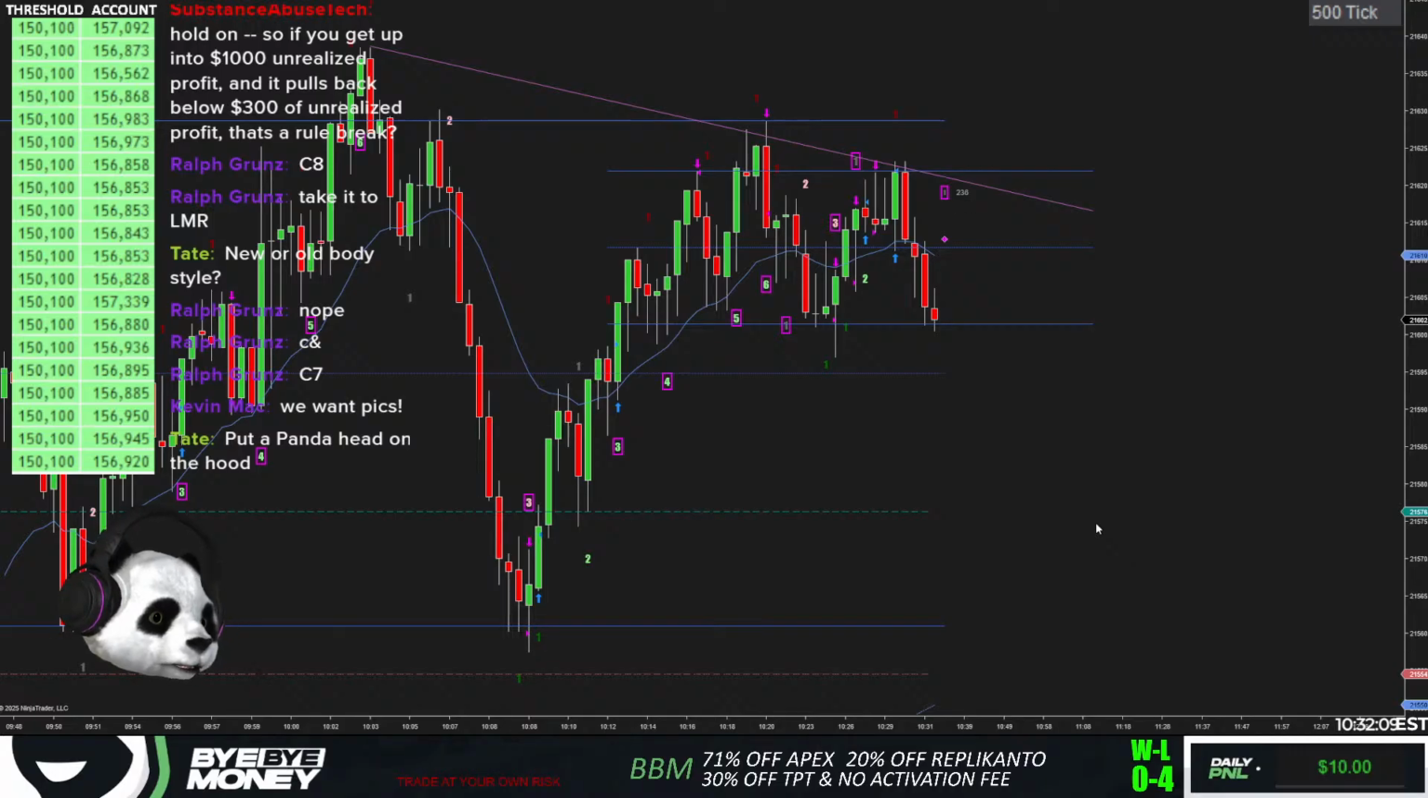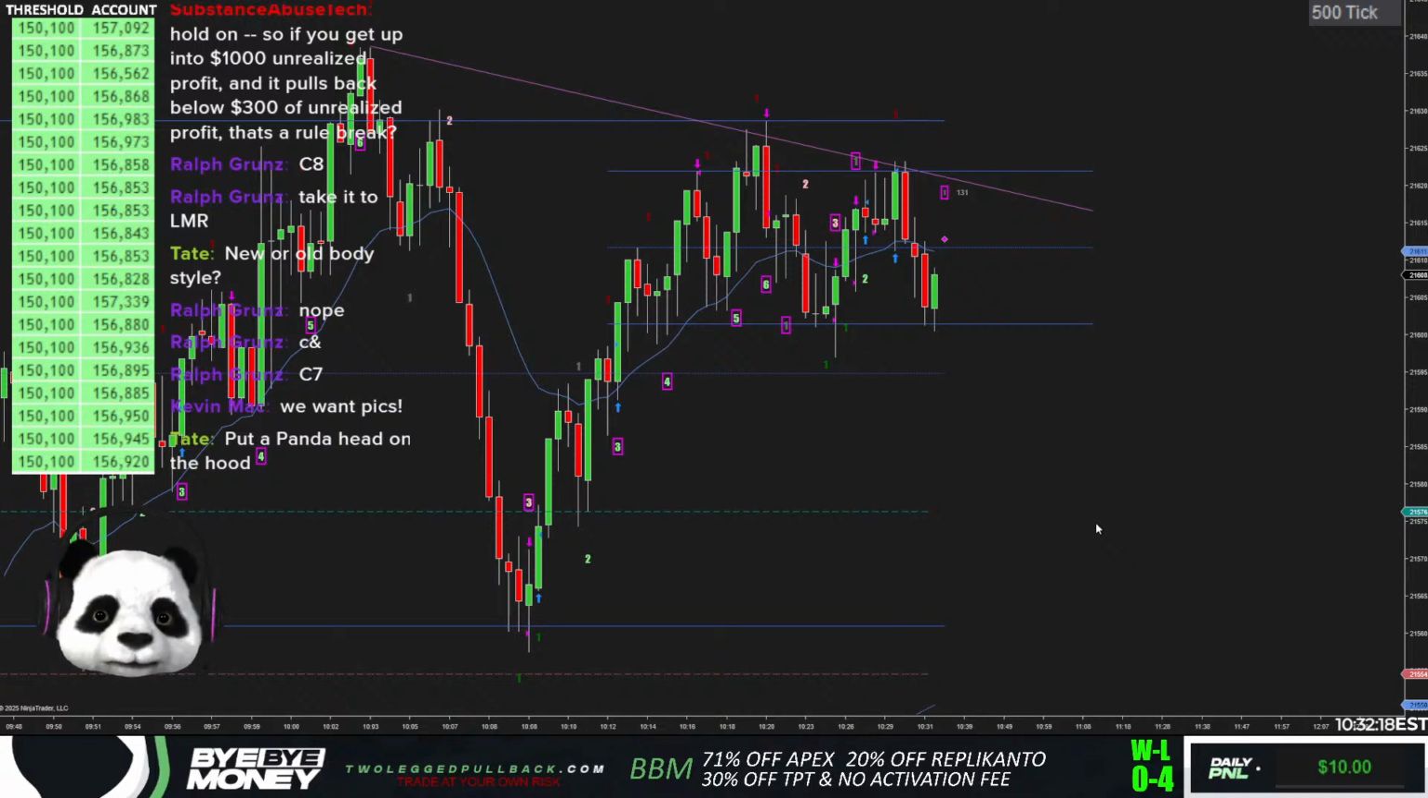Put a panda head on the hood. All right. I gotta get like a custom emblem, but I don't think Papa Panda would like it. I don't think Papa Panda would like a panda head on his Corvette.